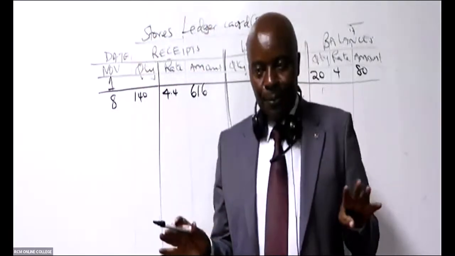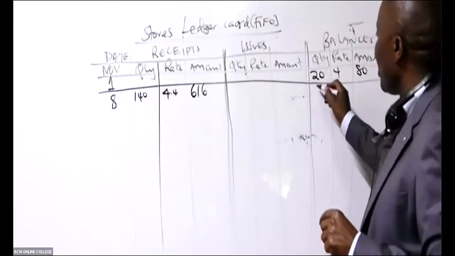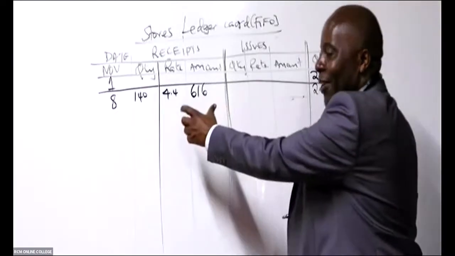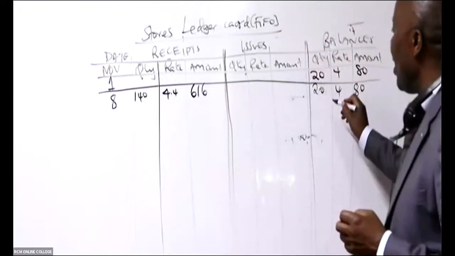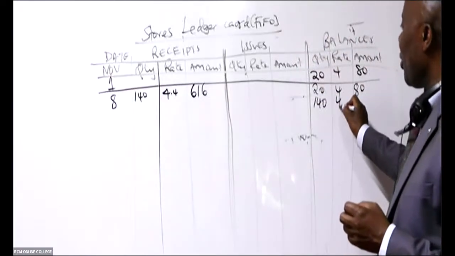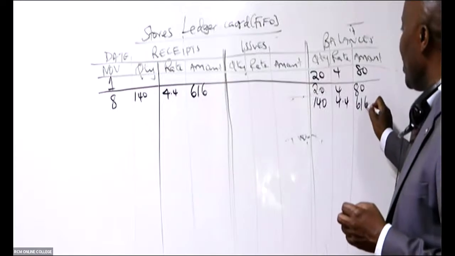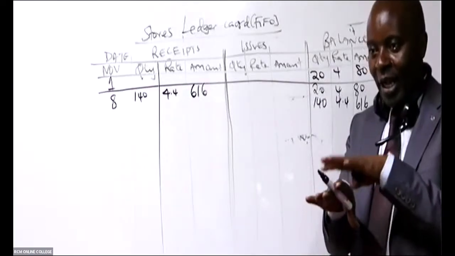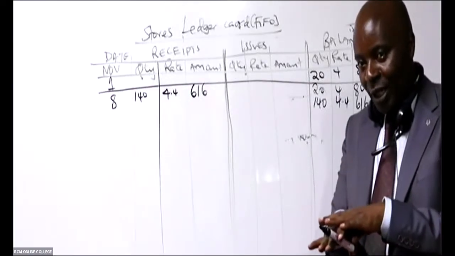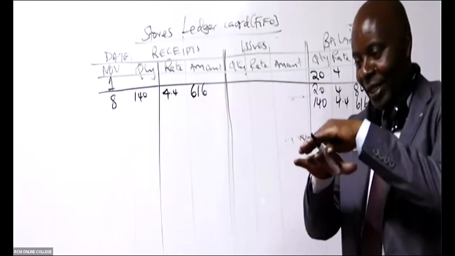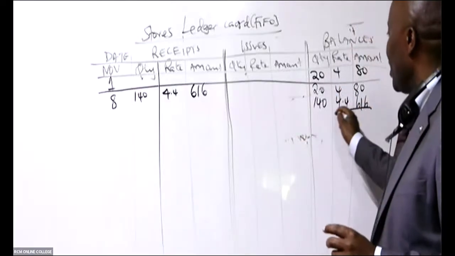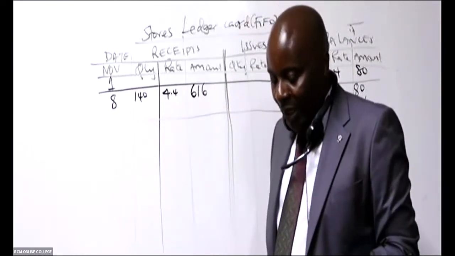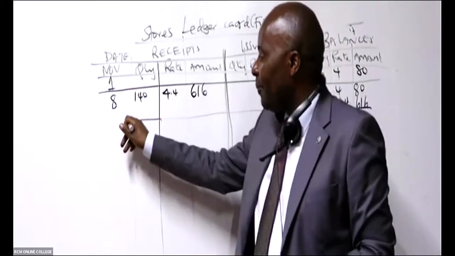have in the stores. So the oldest batch is this one here that has 20 at 4, giving us 80, isn't it? And now we have brought in a new batch. The new batch has 140 at 4.4, giving me 616. So in the stores, I've got two batches: the oldest being the one of 20, and the new being the one of 140. The new is on top now, the oldest like that. So you don't add, just come like that.